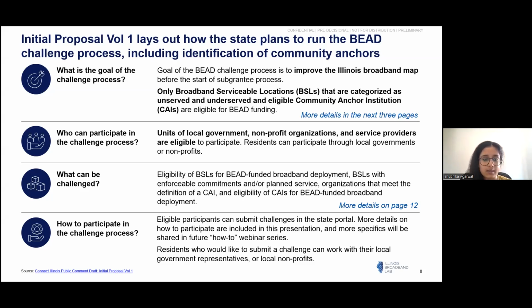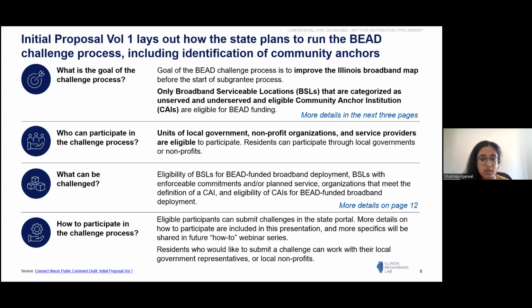There's going to be more details on how that's going to happen and how you can reach out to your local government and nonprofit to actively engage. We're going to have a how-to webinar series with details on the challenge portal that we are developing and how exactly you would be interacting with that to submit your challenges in the coming weeks and months. What can really be challenged?